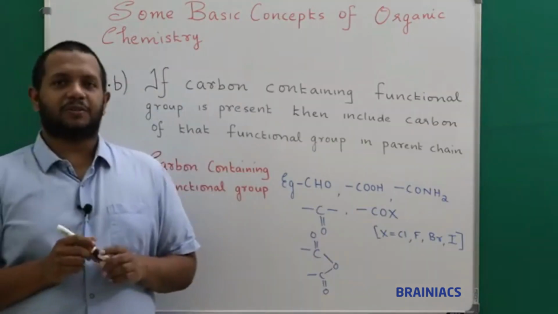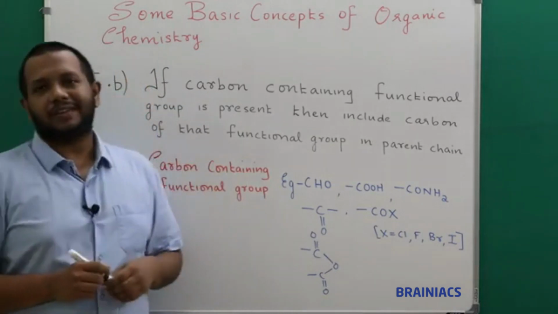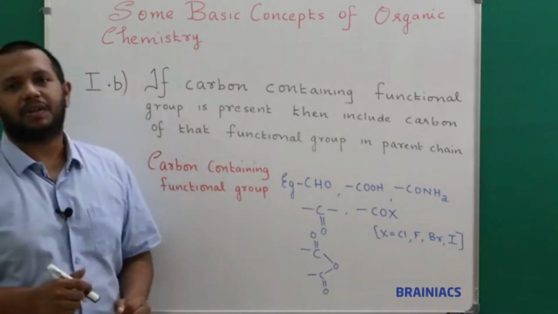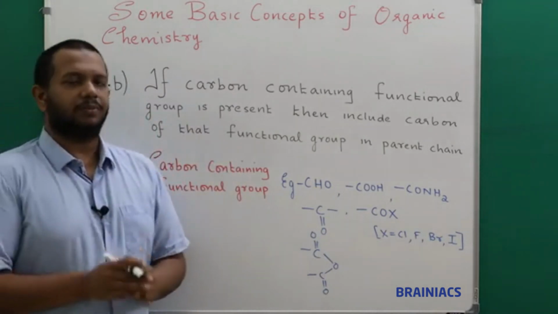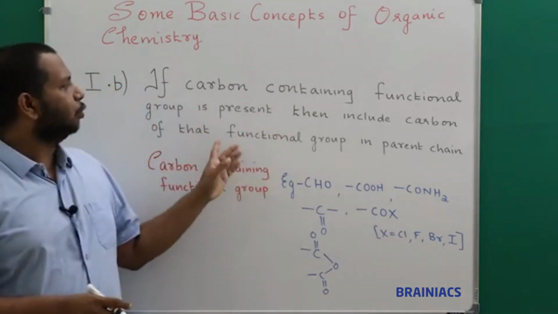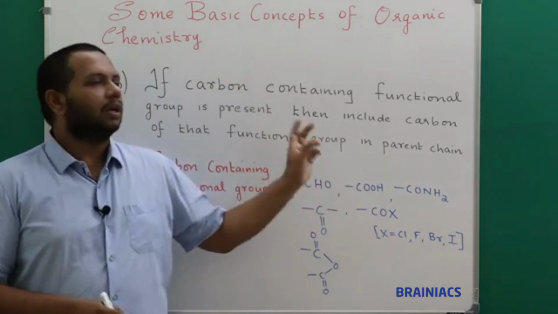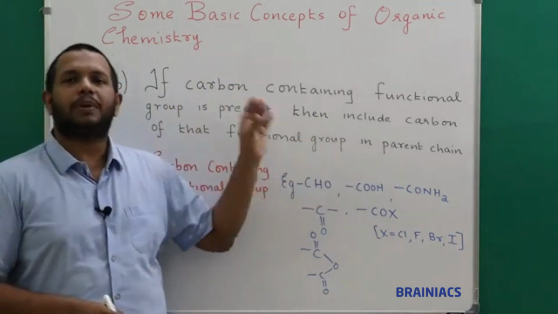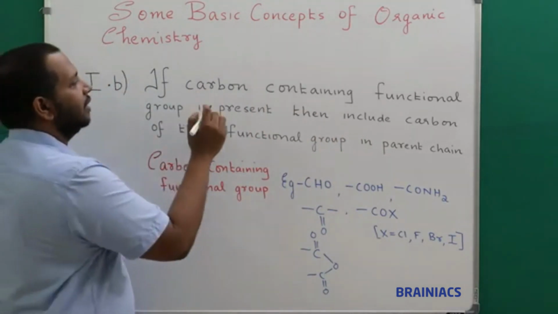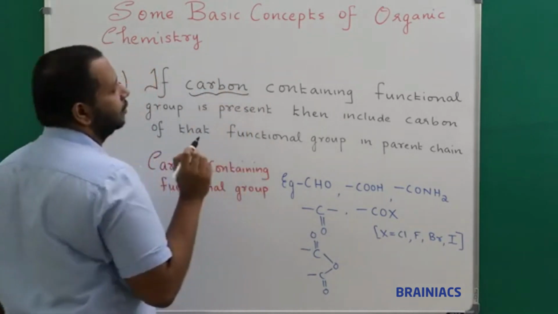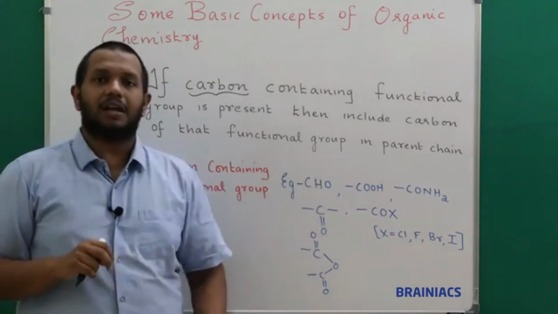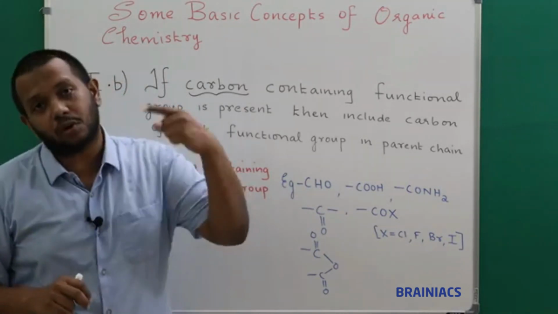So students, now we will go to the second sub rule, that is 1B. Now what is this sub rule stating to you? The rule says that if a carbon containing functional group is present, then include the carbon of that functional group in the parent chain. I will elaborate in detail. There are 2 types of functional groups: a carbon containing functional group, and a functional group that does not contain carbon.